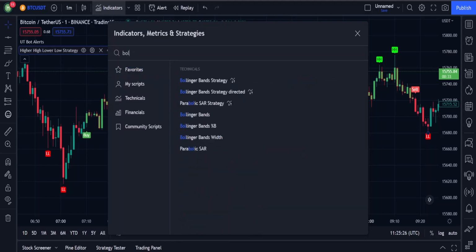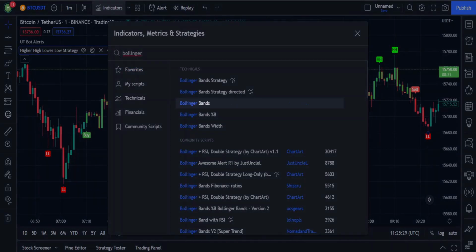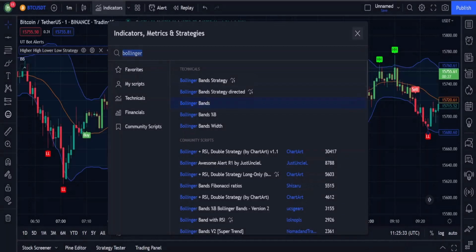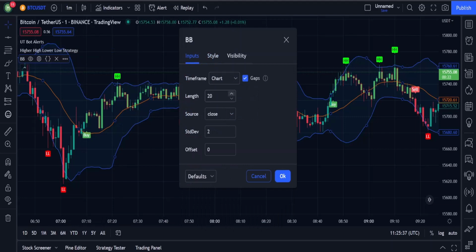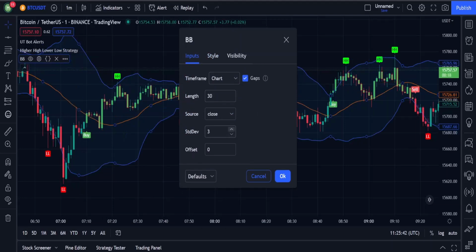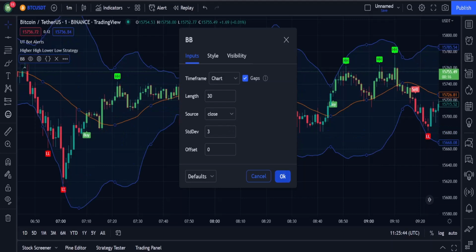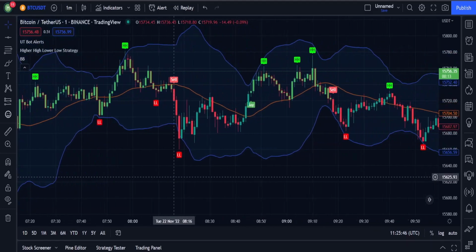In the indicator tab, we will search for Bollinger Bands and add this indicator to our chart. We're also going to change some settings for this indicator. So let's access its settings, and in the input section, we'll set the length at 30 and the standard deviation at 3. After all these changes, our setup is complete. So now, let's move on to the trading rules.